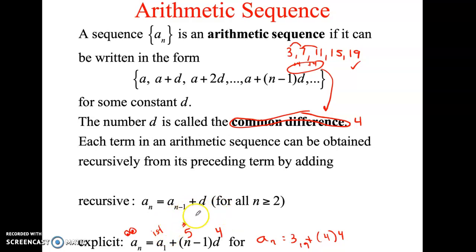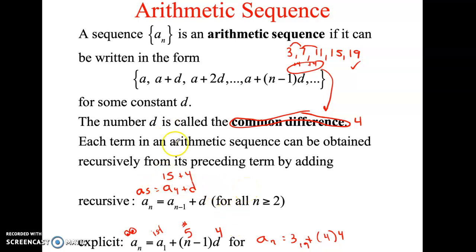Recursive, as a reminder from before break, is where you have to know your prior term, and you add the common difference to the prior term. For example, if your prior term is 11, you add 4 and you get the next term. If we want to know the 5th term, A sub 5, we take the 4th term, A sub 4, and add the difference. We need to know that the 4th term is 15, add the difference, and you get 19. So there are two different ways of doing it.